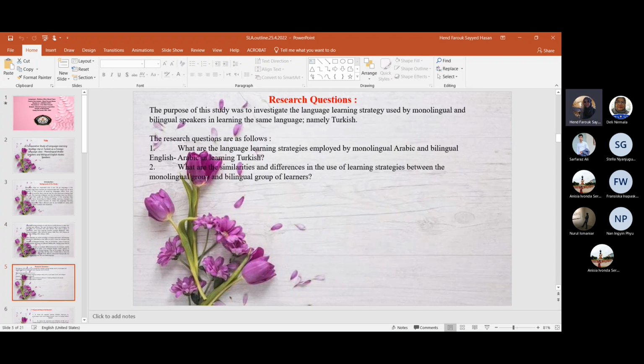So, research questions. The purpose of this study was to investigate the language learning strategies used by monolingual and bilingual speakers in learning the same language, namely Turkish. The first research question: what are the language learning strategies employed by monolingual Arabic and bilingual English-Arabic speakers in learning Turkish in a TFL, Turkish as a foreign language, class? The second question: what are the similarities and differences in the use of learning strategies between the monolingual group and the bilingual group of learners?